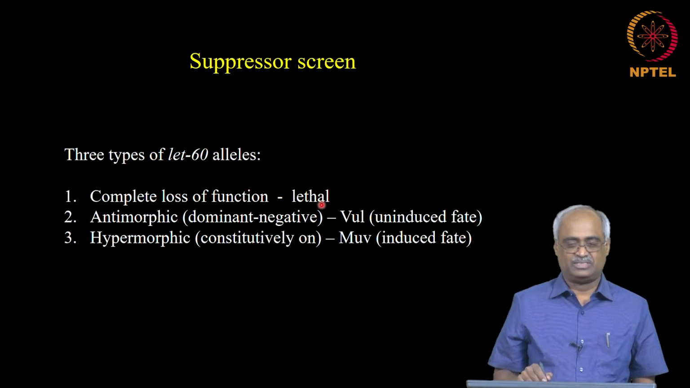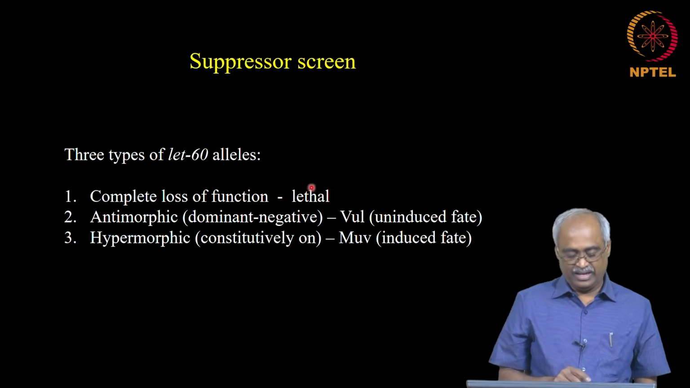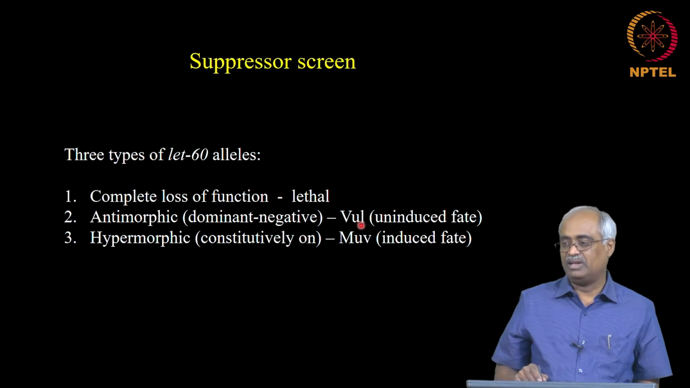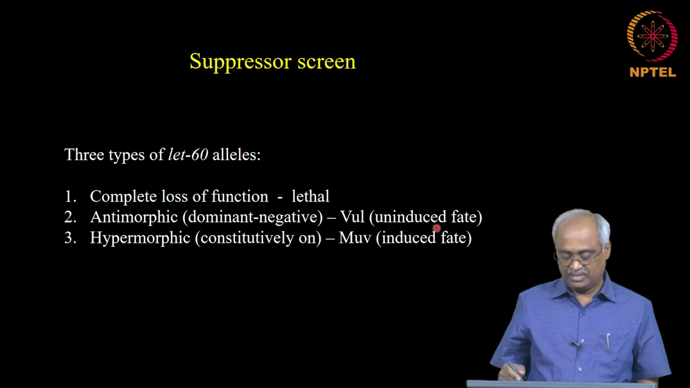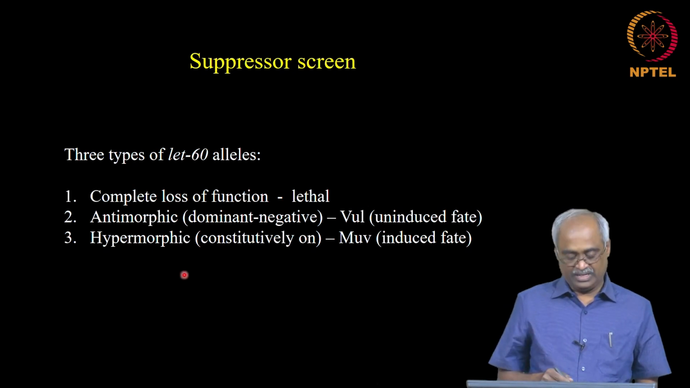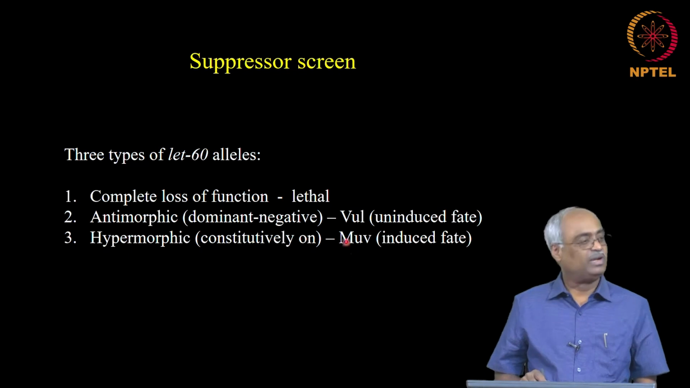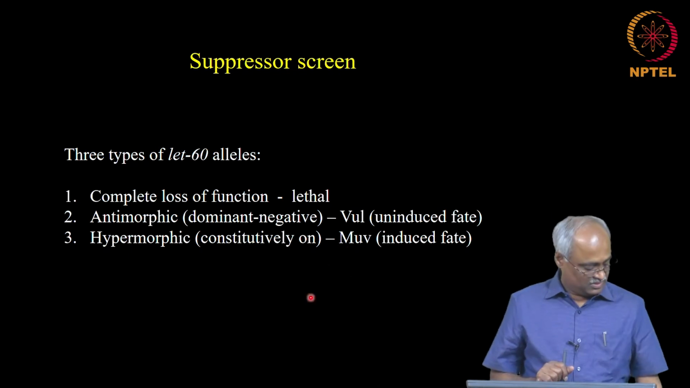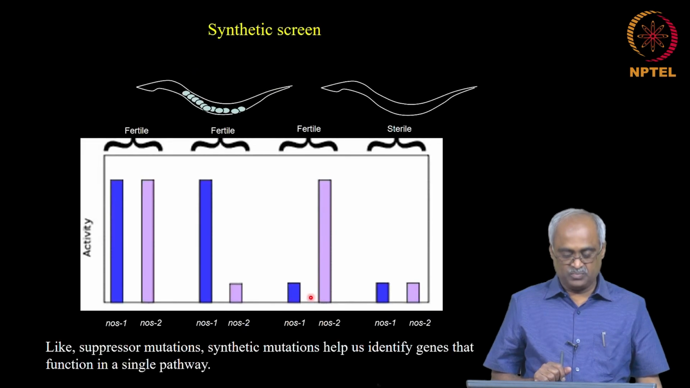Complete loss means it is lethal, and antimorphic, it is dominant negative like vulva-less, it does not allow the cells to be in the uninduced fate. Hypermorphic, if it is continuously on, then it makes multivulva. Okay. So, that is a suppressor screen.